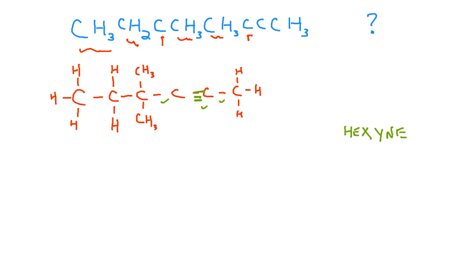Hexyne. Now, where's the triple bond? Well, I think we start here. Carbon 1 and carbon 2. So this is definitely a 2-hexyne. Okay, that means this is carbon 3 and this is carbon 4. So it looks like a 4,4. Remember CH3 here on carbon 4. This is a methyl. There's another methyl. So this is a 4,4-dimethyl.